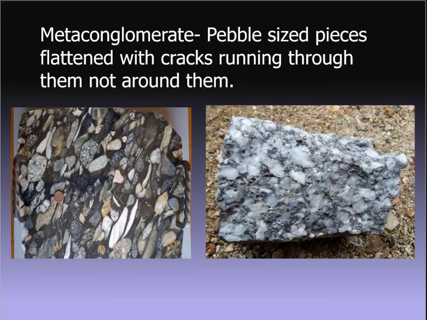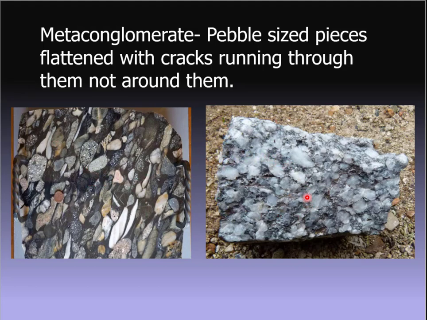If I take a conglomerate and I metamorphose it, I make a meta-conglomerate. So I have a sedimentary rock with pebble-sized pieces, and I compress that, it flattens the pebbles. This is handy because it tells you what direction the pressure was coming from, right? It's coming from this way. This is a very good meta-conglomerate. They're not all this obvious. Sometimes they look like this.